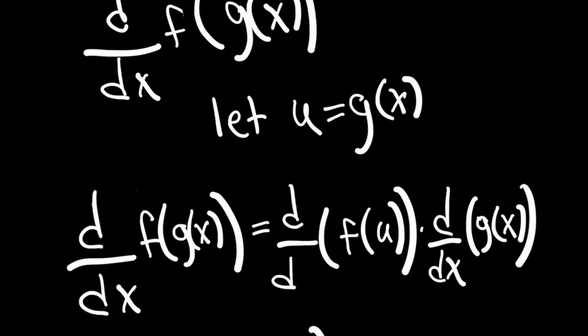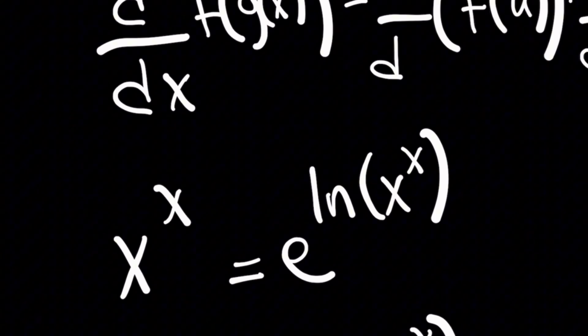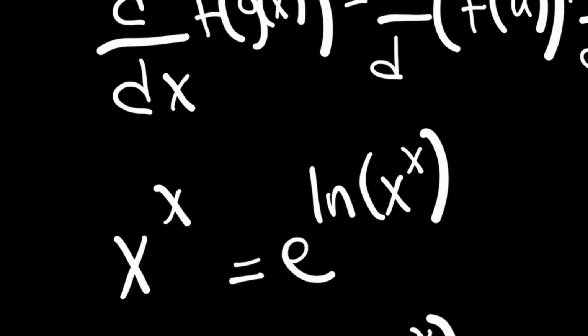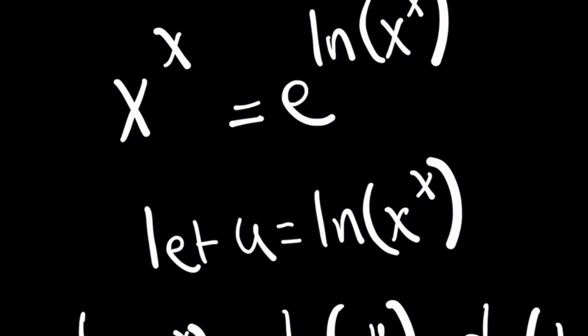So in other words, to make that a little bit more clear, if we're rewriting x to the x as e to the natural log of x to the x, then our outer function would be e to the u, where u is simply the power, natural log of x to the x. And then we can take that derivative in terms of u times the derivative of that inner function, which was natural log of x to the x. It's kind of like unpeeling the layers of an onion if you think about it. You've got this outer layer, which is f, and the inner layer, which is g.